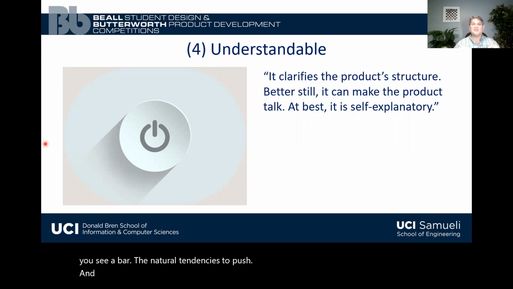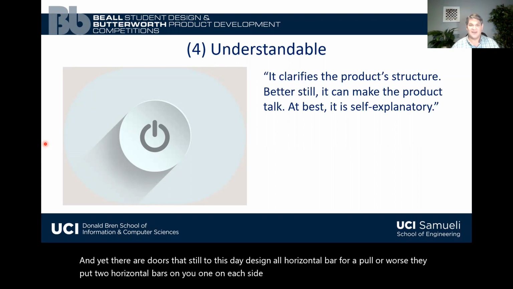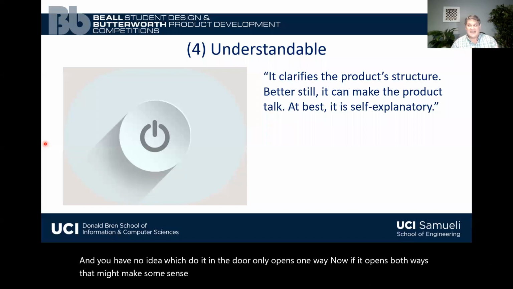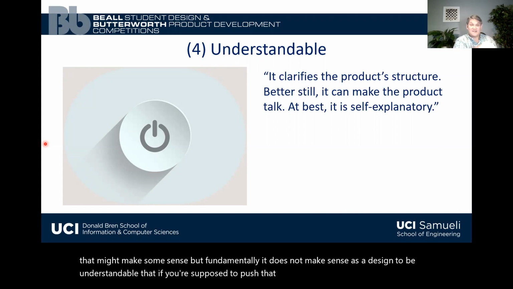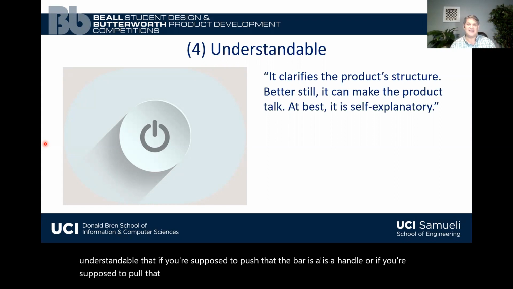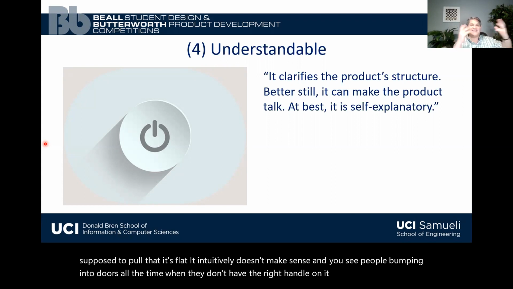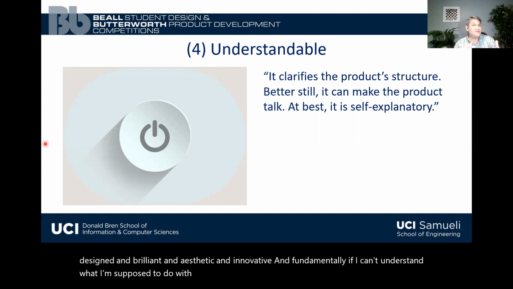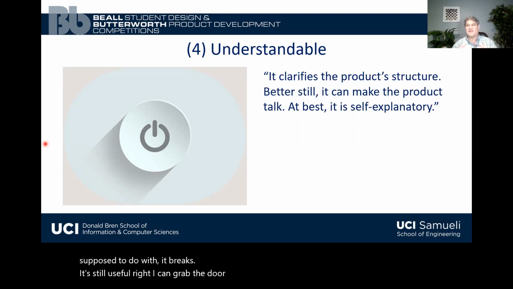And yet there are doors that still to this day design a horizontal bar for a pull. Or worse, they put two horizontal bars on, one on each side of a glass door, and you have no idea which way, and the door only opens one way. Now, if it opens both ways, that might make some sense, but fundamentally it does not make sense as a design to be understandable that if you're supposed to push, the bar is a handle, or if you're supposed to pull, that it's flat. It intuitively doesn't make sense, and you see people bumping into doors all the time when they don't have the right handle on it. So even beautifully designed and brilliant and aesthetic and innovative, fundamentally, if I can't understand what I'm supposed to do with it, it breaks. It's still useful, right? I can grab the door and open it, but it breaks when it's not understandable.